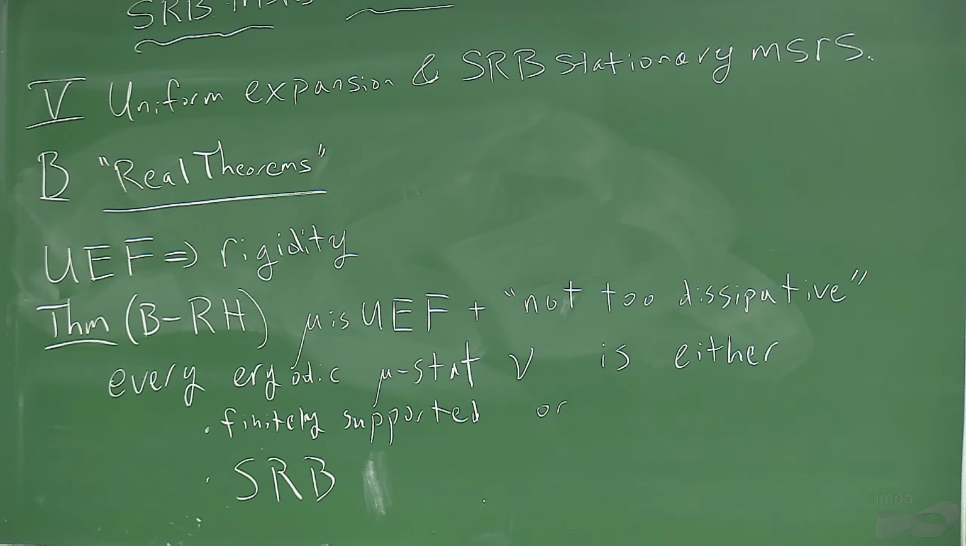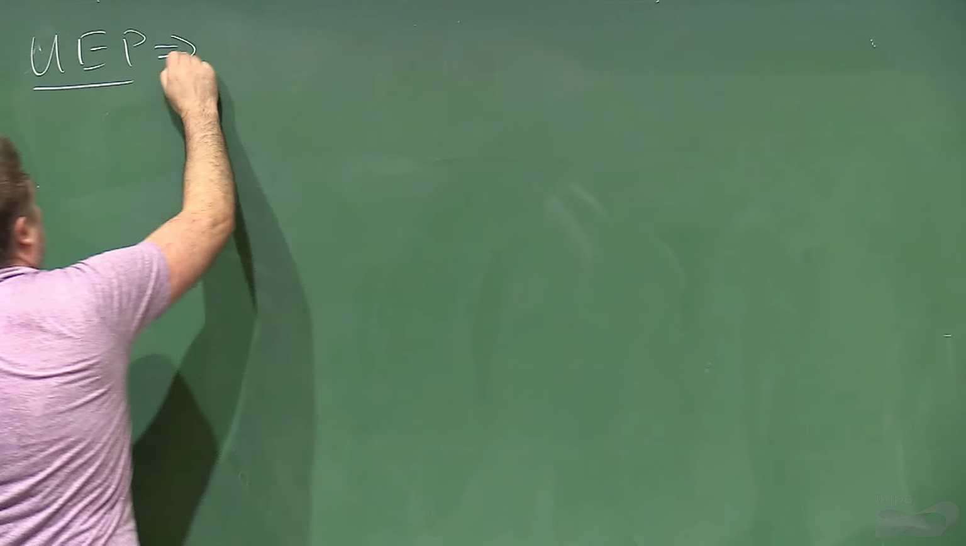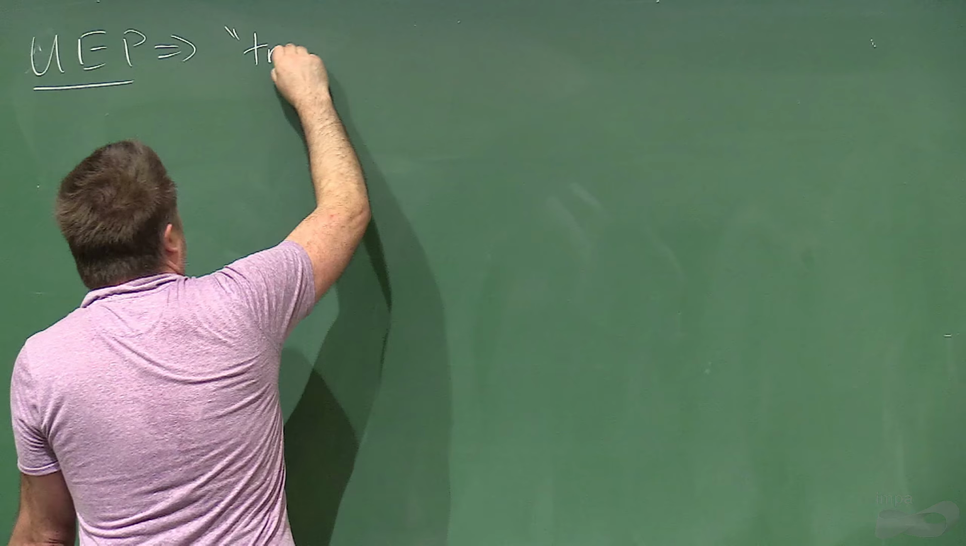Somehow, these are kind of symmetric criteria, but they play sort of different roles in the proofs. So the uniform expansion in the past, this is what's giving us some sort of transversality.